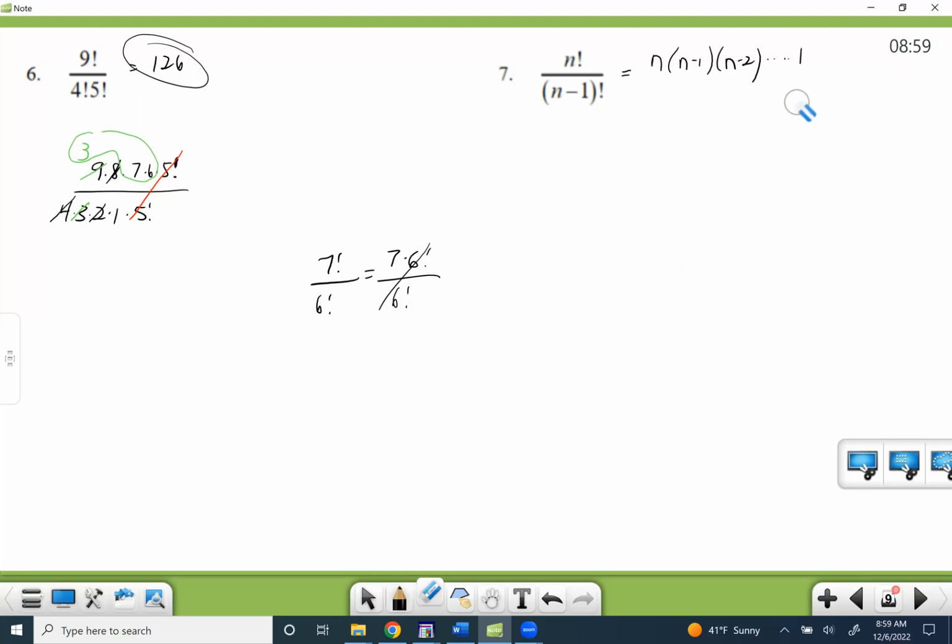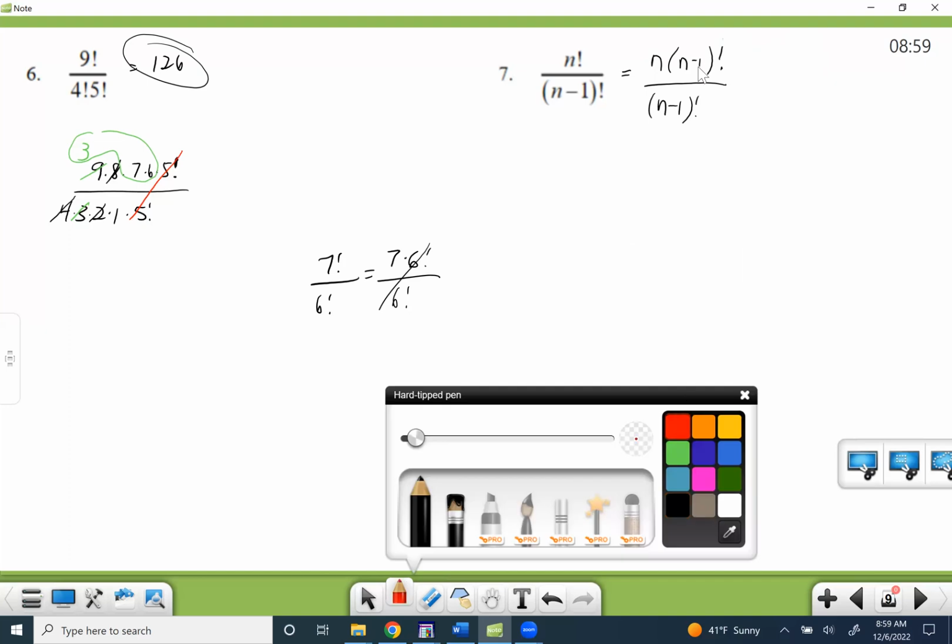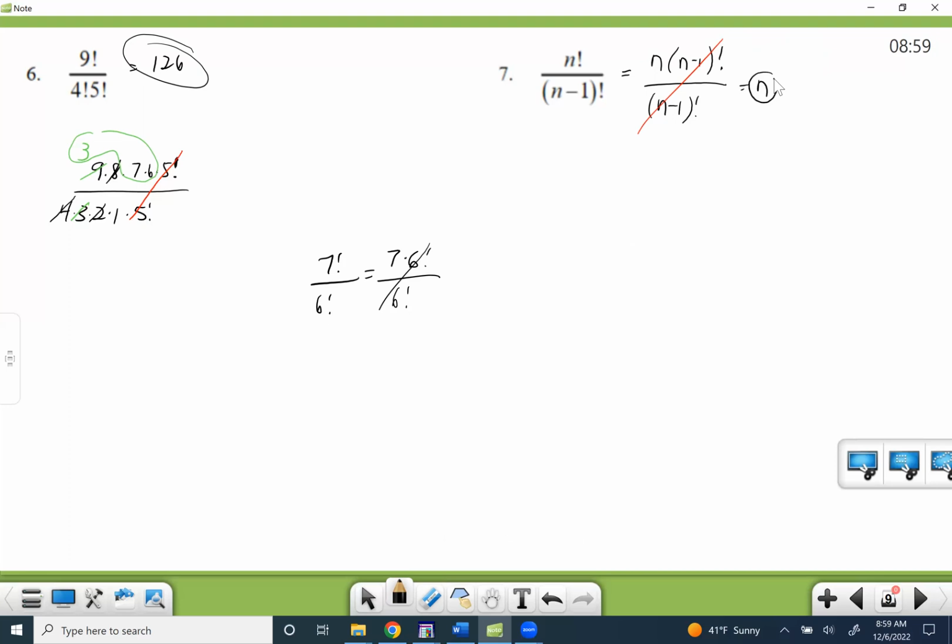Now, what I'm going to do, though, is I'm not going to go all the way to 1. I'm just going to stop at n factorial, or n minus 1 factorial, because I noticed I have an n minus 1 factorial in the bottom. So now we're going to cross these guys off. So it looks like the final answer is just n.